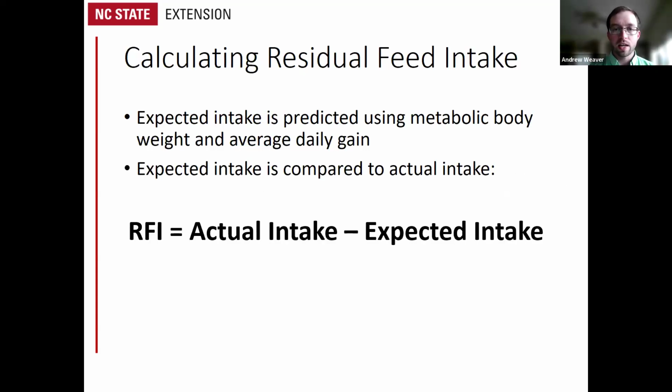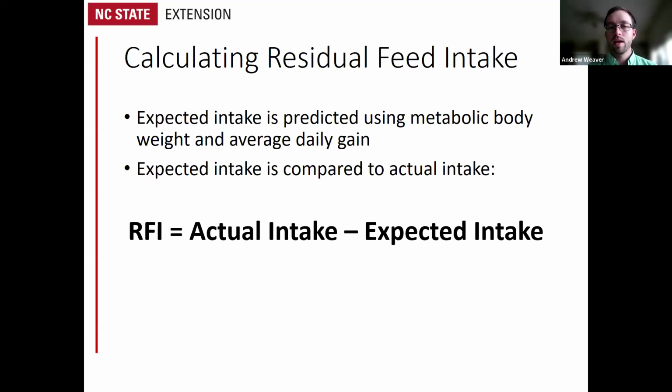And so that RFI, as mentioned, is based on that expected intake, and that's predicted using the metabolic body weight, as well as the average daily gain. So how big are they? What's their body size? Essentially, how much body weight does that animal have to sustain, how much cellular mass does it have to keep functioning every day, relative to how fast it's growing? We can predict what that expected intake is, and then we take the actual intake minus what we expected them to eat, and that's the RFI number.